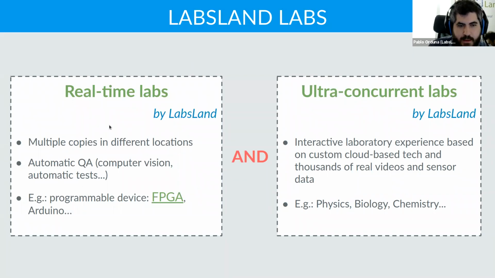As I said, there are the two types: the real-time laboratories by the LabsLand network, which are the traditional remote laboratories, and we always have multiple copies in multiple locations of each laboratory, and that includes the FPGA, which is what Professor Hussein is going to present. And also the ultra-concurrent approach, which is what we typically use in physics, biology, chemistry, and other fields.